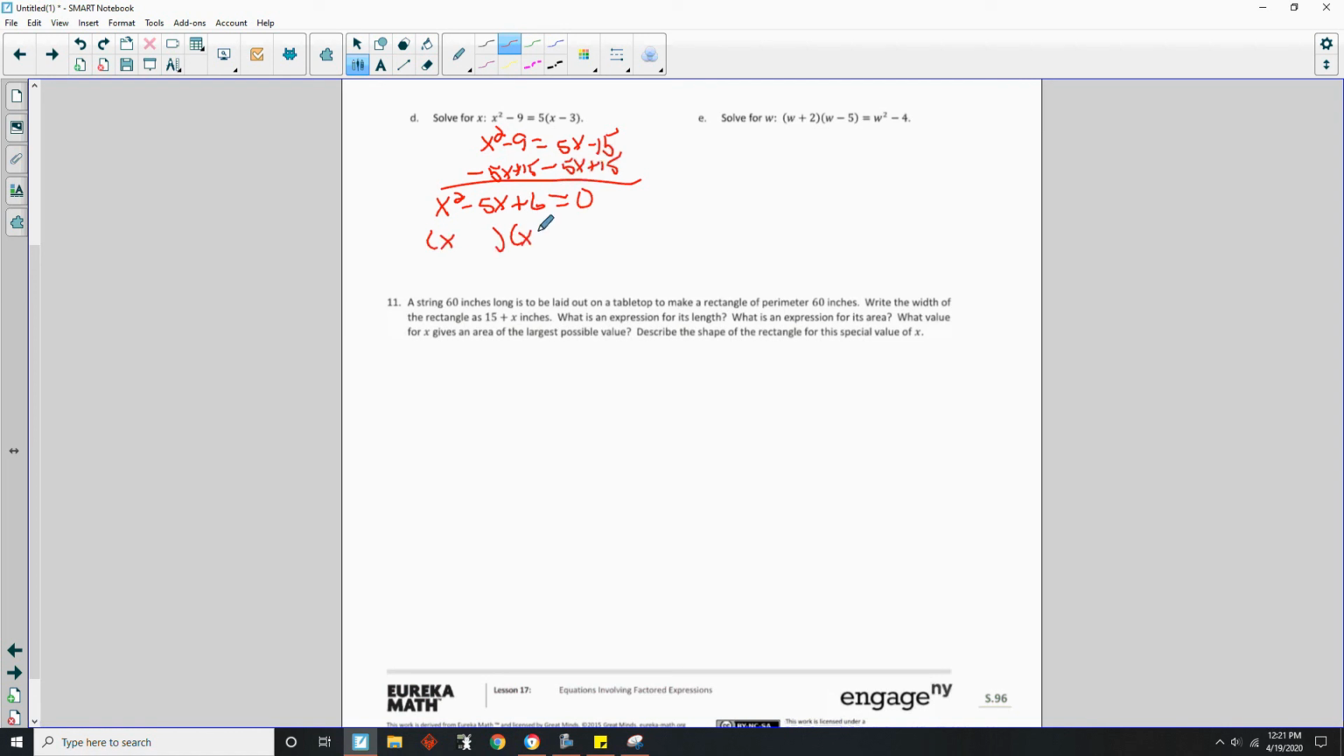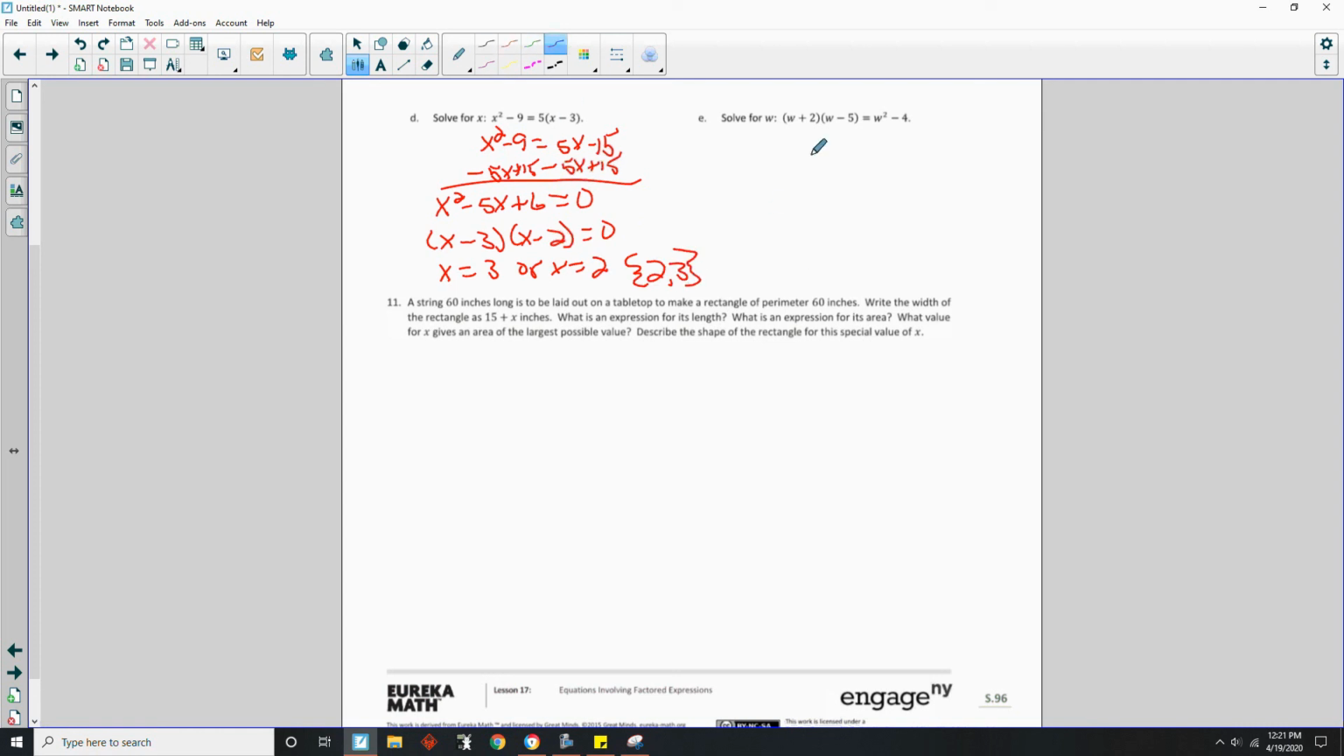Factors of 6 are 3 and 2. Both negative gives me a negative middle term, and a negative times a negative is positive gives me the end term, as the correct. 3 times 2 is 6. So this is x equals 3 or x equals 2. So my solution set is 2, 3.